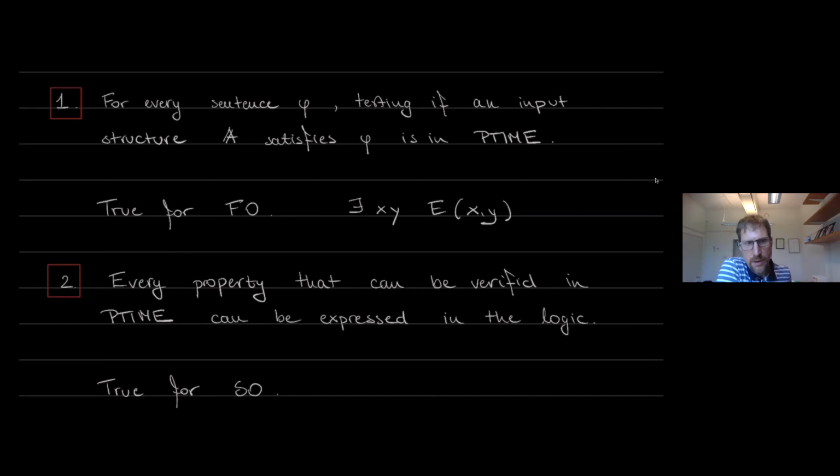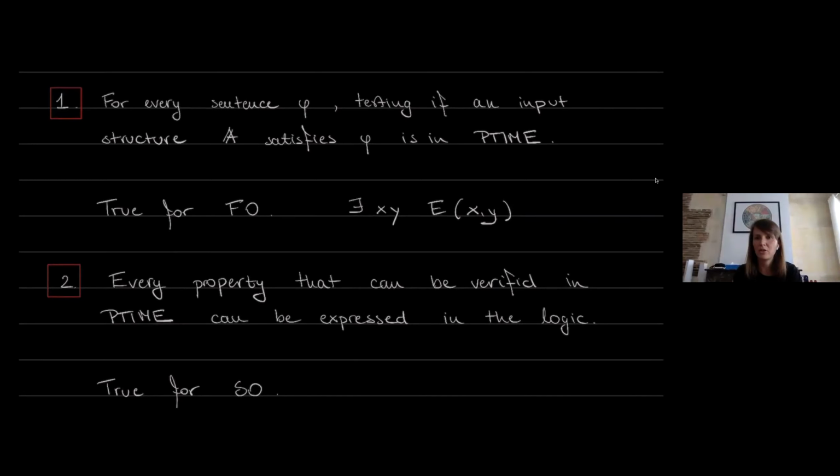Yes. That's the first naive question. When we're talking about verifying things in polynomial time, I should think of the structure as like the relations are somehow fixed, and what varies is the size of the universe and how these relations are interpreted, which relations hold on which elements.